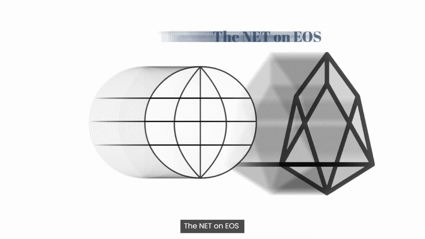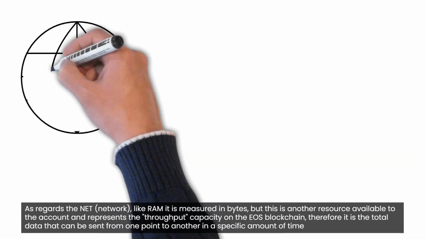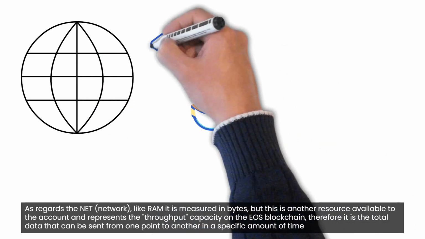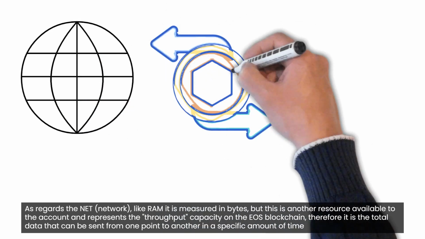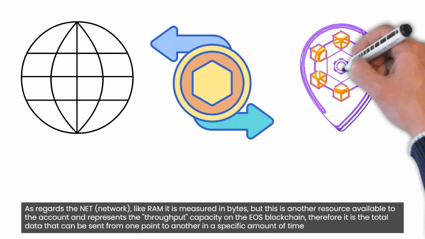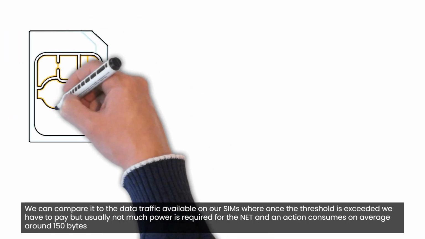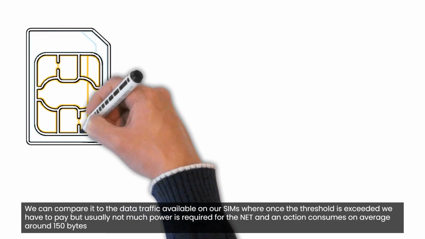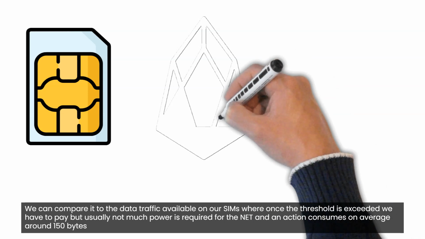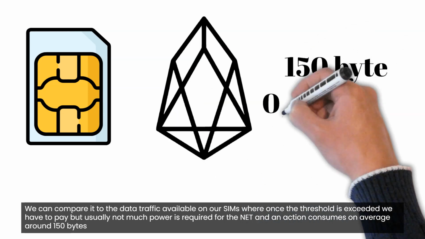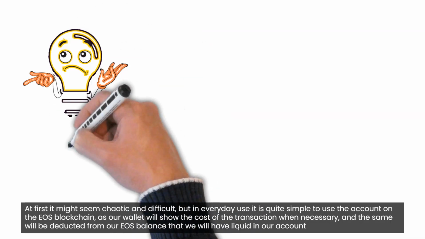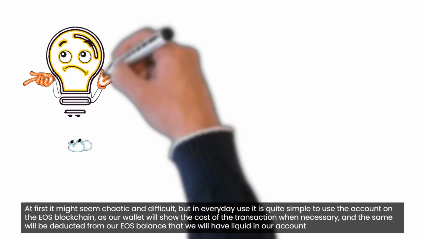The net on EOS. As regards the network, like RAM, it is measured in bytes, but this is another resource available to the account and represents the throughput capacity on the EOS blockchain. Therefore, it is the total data that can be sent from one point to another in a specific amount of time. We can compare it to the data traffic available on our SIMs, where once the threshold is exceeded we have to pay, but usually not much power is required for the net, and an action consumes on average around 150 bytes.